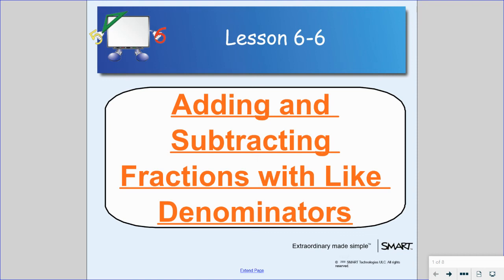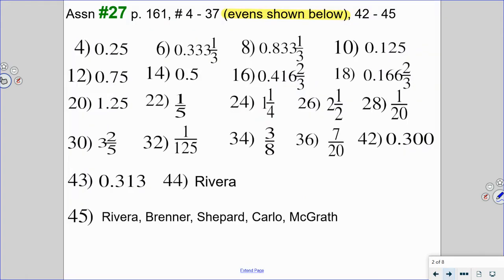It's Mr. Callen here with Chapter 6, Lesson 6, Adding and Subtracting Fractions with Like Denominators. Go ahead and pause your video, whatever assignment this is, for page 161, 4 to 37. I'm only showing the even answers. Odds are in the back of the book, along with 42 and 44, and I put 45 in. Pause the video, come on back when you are ready.